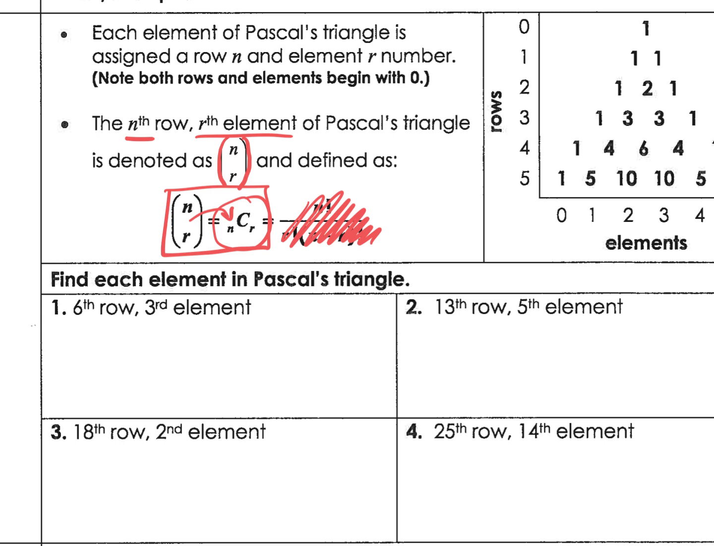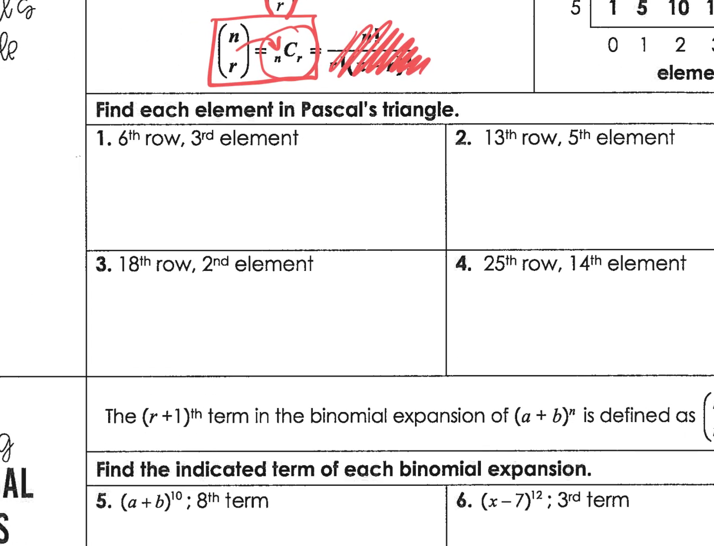It is the number of possible things. N is the number of possible things, and R is the possible combinations you want out of it. But N is the row, and R is the element, okay? So literally, if we have 6th row, 3rd element, that is 6C3, which is 6 elements, combinations of 3 each. How many combinations of 3 can we get out of that? And that would be what that was.